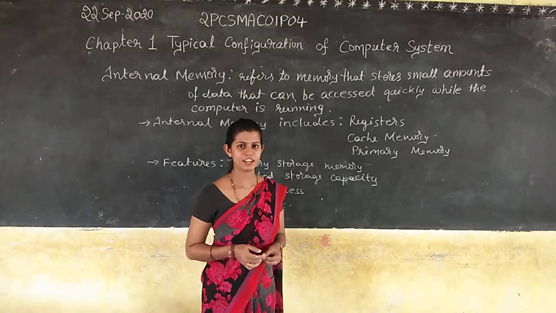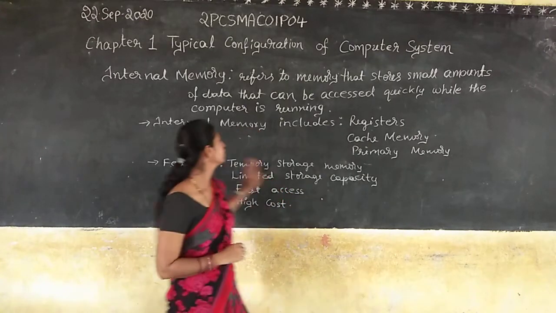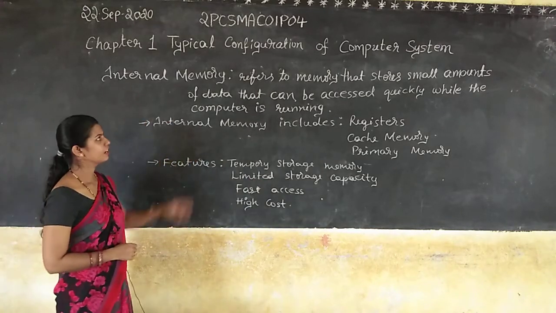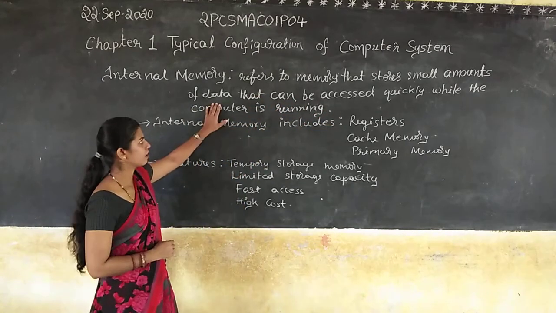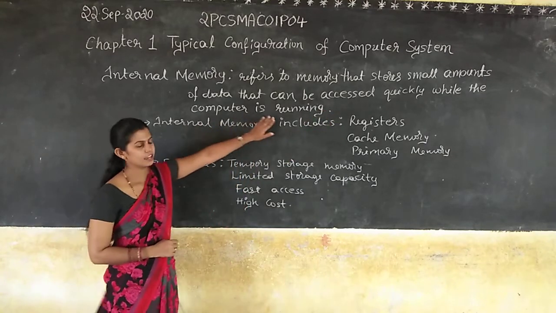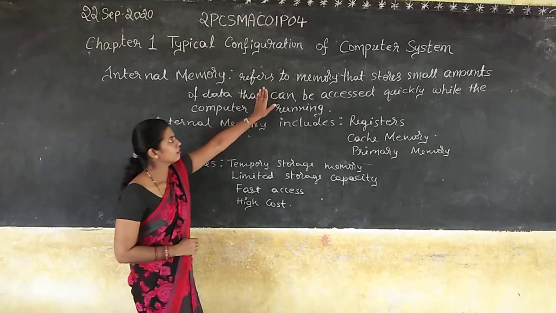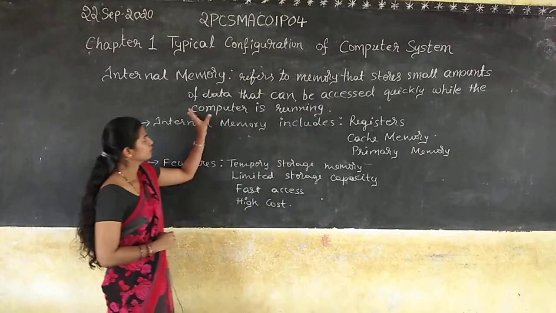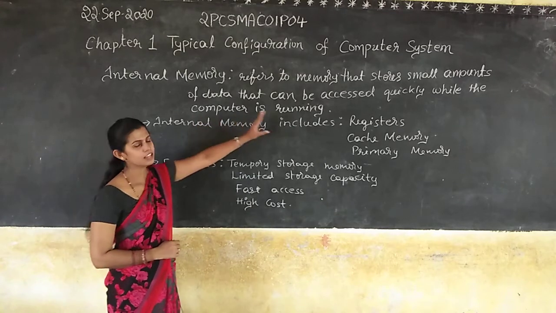The memory is just like a human brain where we can store the data and instructions. So, this is about the internal memory. What is internal memory? It refers to the memory that stores small amounts of data that can be accessed quickly while the computer is running.